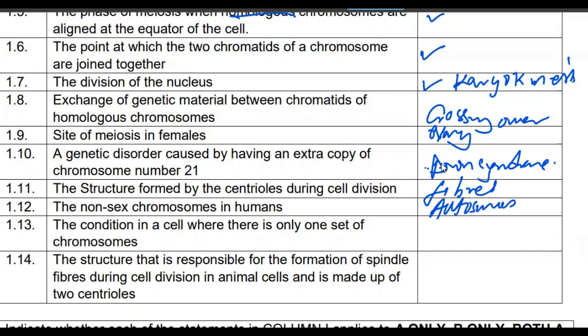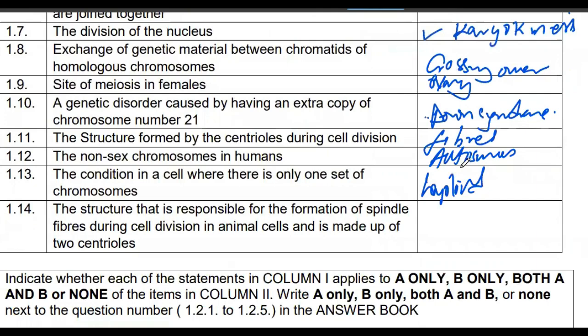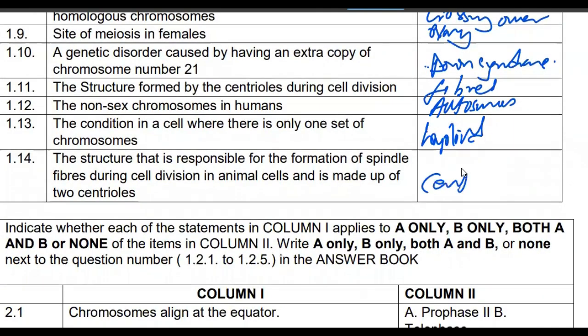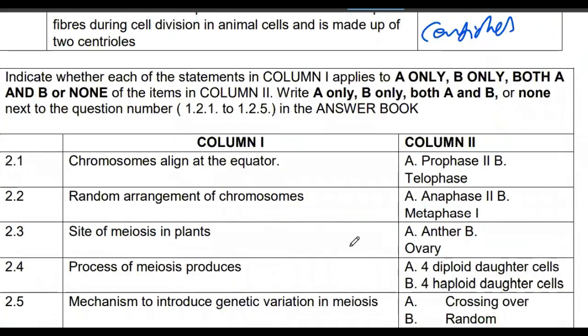And then they're saying that non-sex chromosomes in human, we call them autosomes. And then they're saying the condition in the cell where there is only one set of chromosomes. How do you call that condition? We call that condition haploid. And then the structure that is responsible for formation of the spindle fiber, we say that is called the centrioles. Yes, and then the chromosomes aligned along the equator, none, because here it must be metaphase.